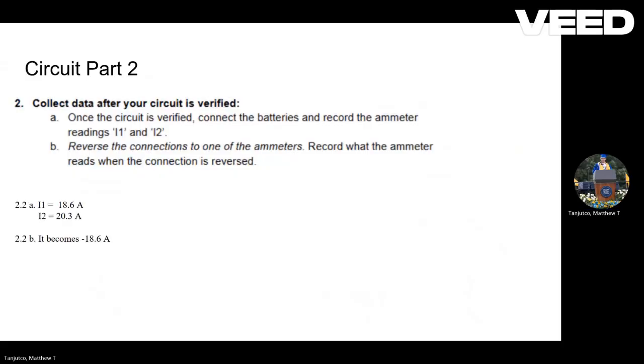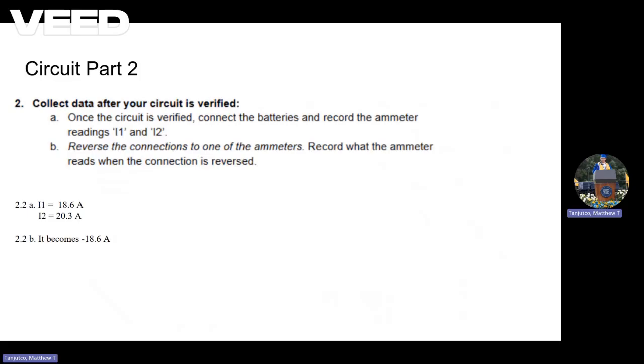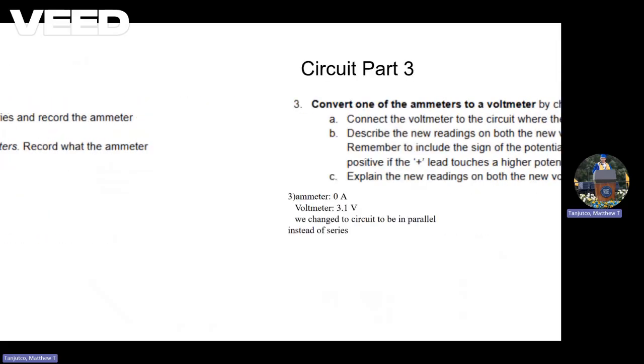So once we built our circuit, we collected data on current 1 and current 2, which were 18.6 and 20.3 amps respectively, which is very different from what we predicted originally. So the data we got is much higher. So we were totally wrong in our theoretical prediction. However, when we reversed the connection, the first current became around negative 18.6, which makes sense. If you reverse the way you measure the current, it's going to be negative instead of positive, the negative of the original answer.